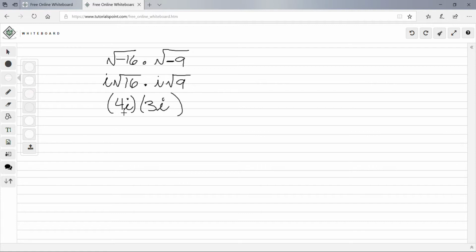Okay, so you have 4i times 3i, which is 12i squared, because don't forget the i. Just remember this rule: whenever you have an i squared, that should equal negative 1. So it's 12 times negative 1, because i squared equals negative 1. So 12 times negative 1 is negative 12. And that should be your final answer.